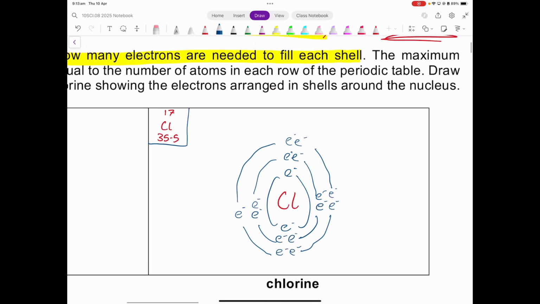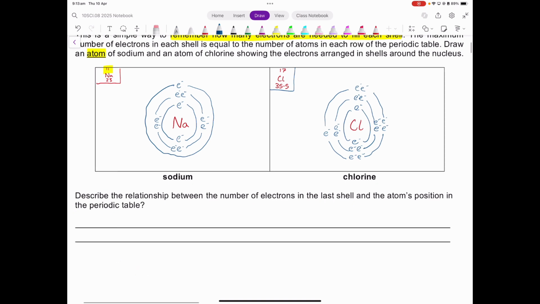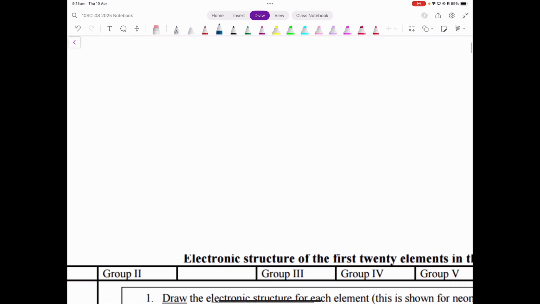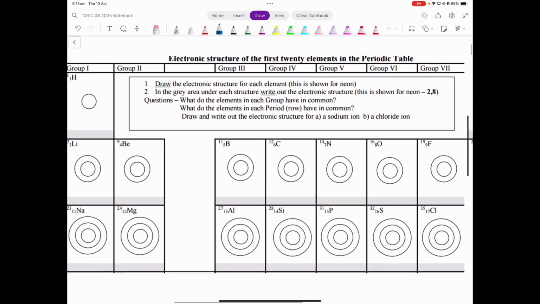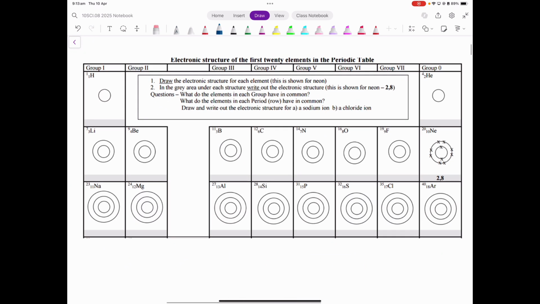Okay, so what we're going to do now, and I'm going to give you a blank piece of paper to do this, is have a go at drawing the electron configuration for the first 20 elements. Now you're probably thinking, oh my goodness, this is the most boring thing I've ever done. I actively hope so.